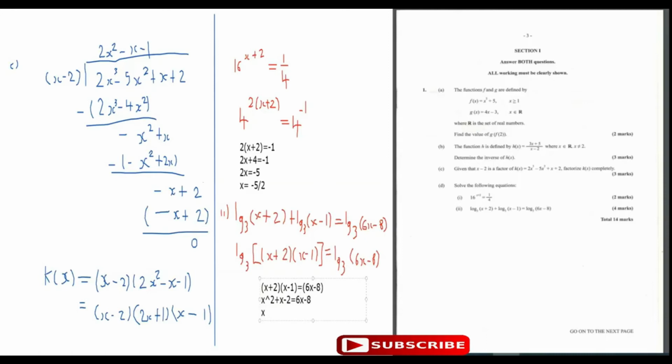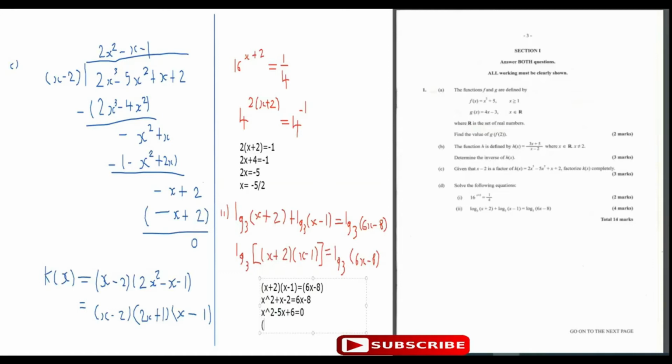We can go ahead to say that we'll have x squared. Bring over the 6x so it becomes minus 5x. Bring over the minus 8 to plus 8 so it becomes plus 6 is equal to 0. So we have x squared minus 5x plus 6 equals 0.